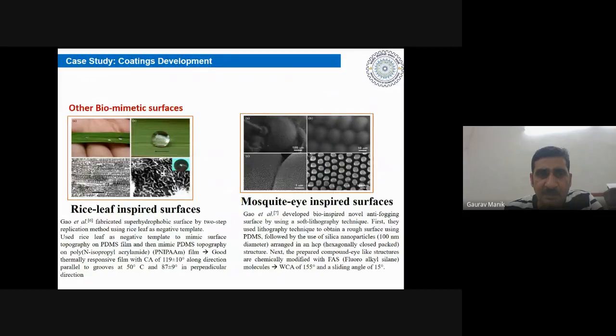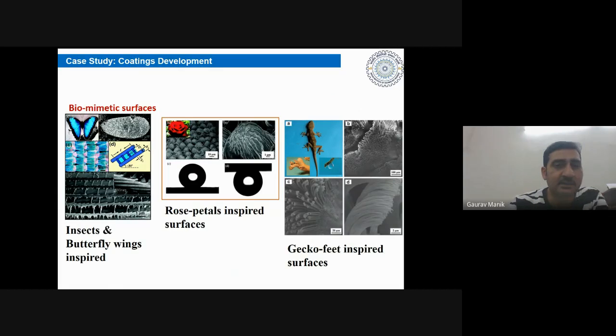So then there are other biomimetic surfaces. There are rice leaf inspired surfaces which also do the same effect. Mosquito eyes, for instance, have a very interesting anti-fogging effect. In the mosquito's eye, the mosquito is able to see very clearly in case of moisture or in case of rainy season. So it's got some of these micron and nano level surfaces, which keep its eyes very clean and transparent. Then there are some butterflies, insects, which are also inspired by superhydrophobicity.